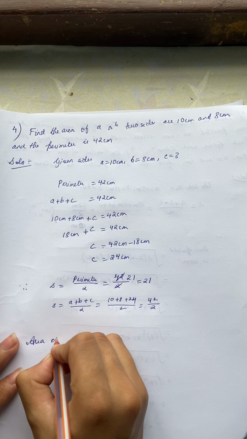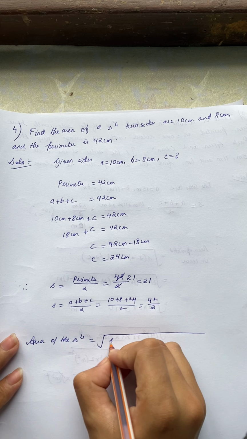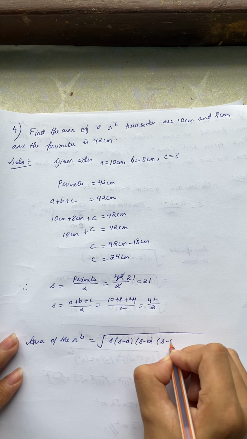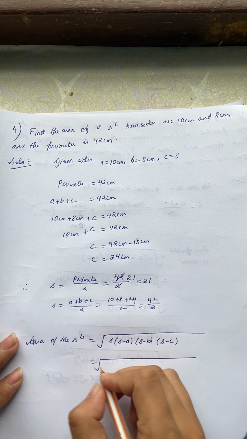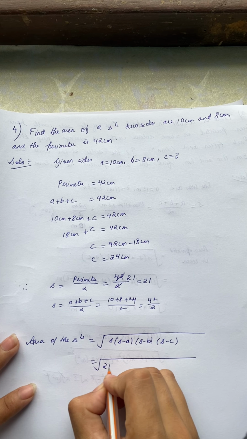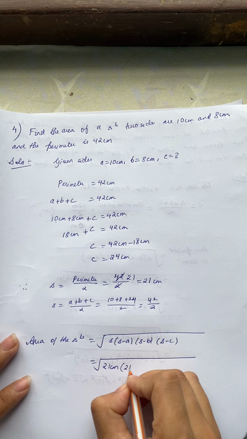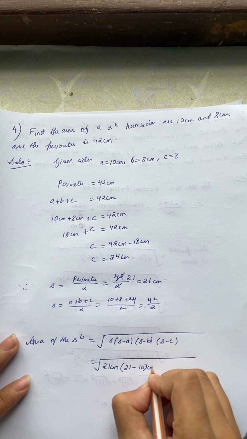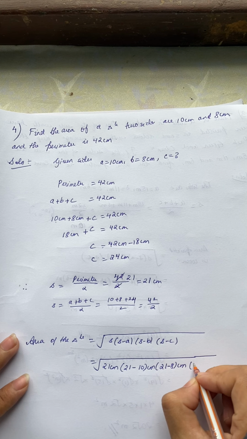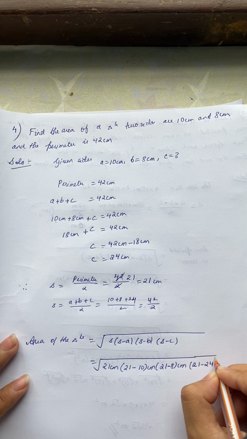Area of the triangle, okay, is equivalent to, write Heron's formula, root of S into S minus A, S minus B, and S minus C. Clear? So what is S here? S is 21 centimeter. Okay, you just put here centimeter. Now what is S again? 21 minus A is 10 centimeter, 21 minus B is 8 centimeter, and 21 minus 24 centimeter.